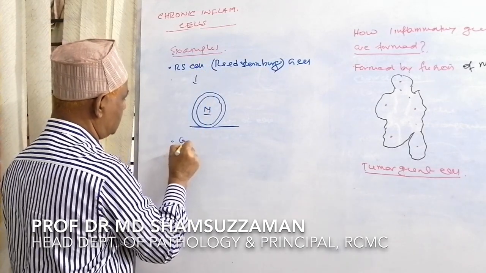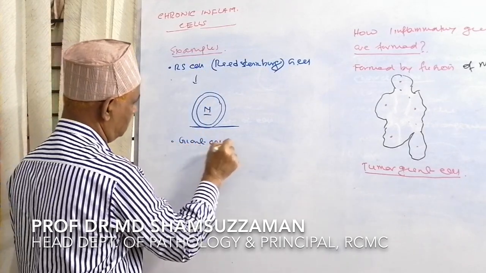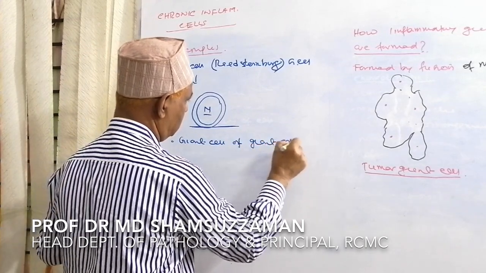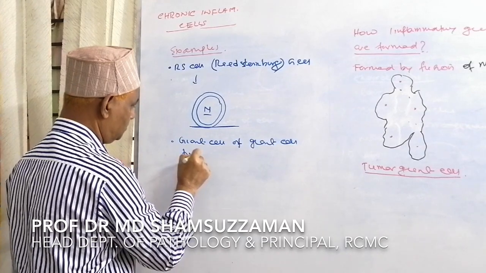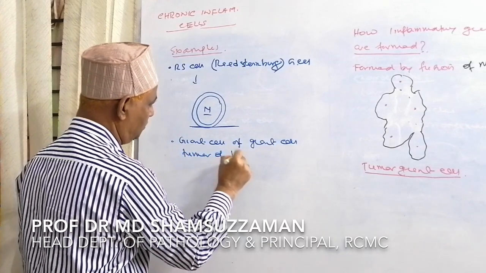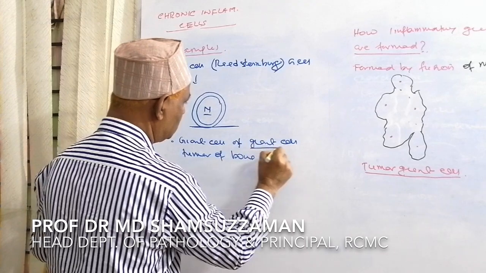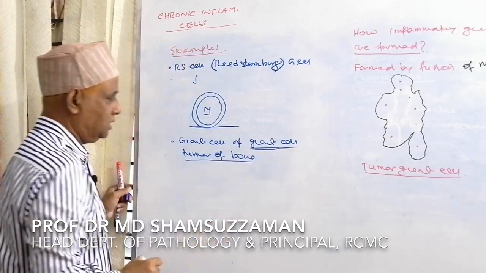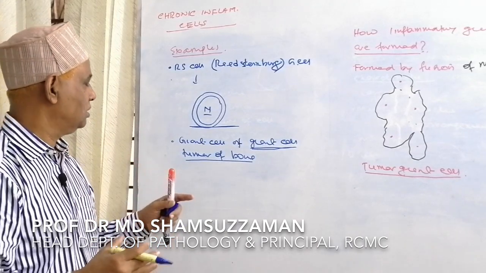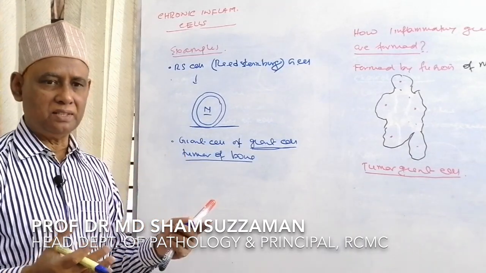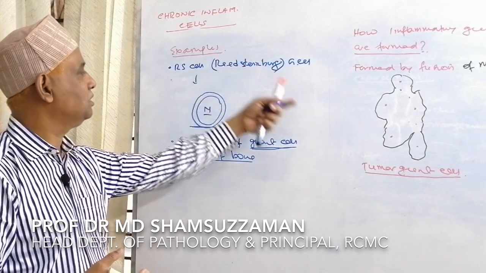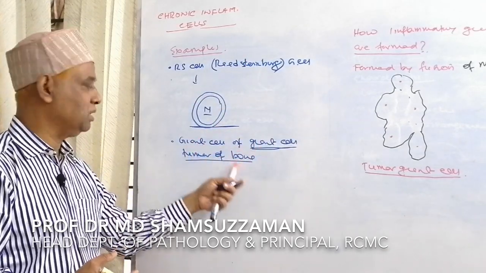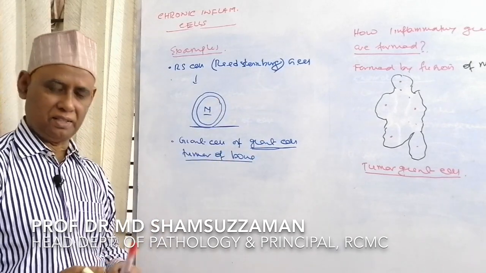Another is the giant cell of giant cell tumor of bone. A tumor that occurs in bone is known as giant cell tumor. The giant cell tumor contains many giant cells. These are nothing but the tumor giant cells. So the giant cell of giant cell tumor of bone is an example of tumor giant cell.